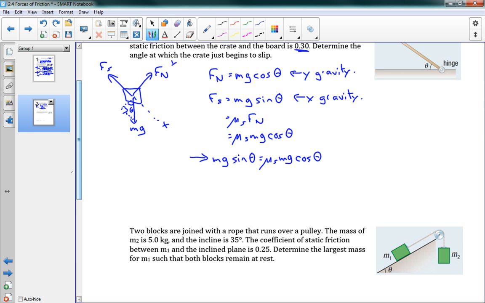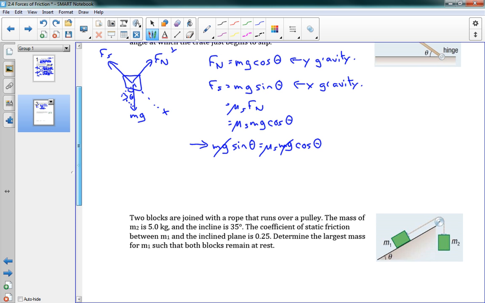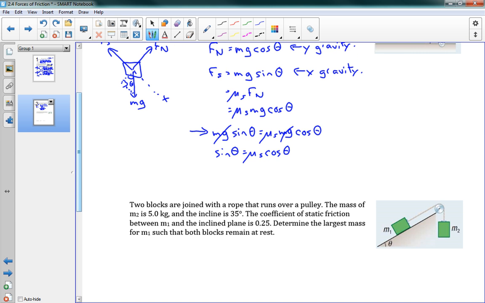And look how nice this is, because our mg's just cross out. Now I have sine theta is equal to mu s cosine theta. And now we don't need to know mass. I can solve this here. I can say that mu s, I'll put this over here, mu s is equal to sine theta over cosine theta, and sine over cosine, well, that's just equal to tan. So this is tan theta.